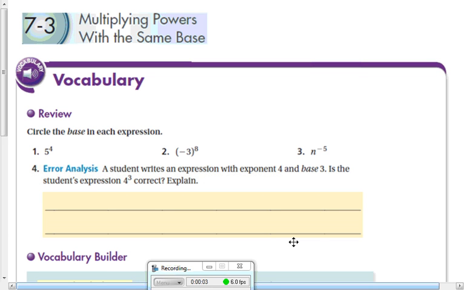Hey students, this is lesson 7.3, multiplying powers with the same base. We're going to learn some rules for multiplying products when they have the same base. Go ahead and do the vocab and I'll check back with you.